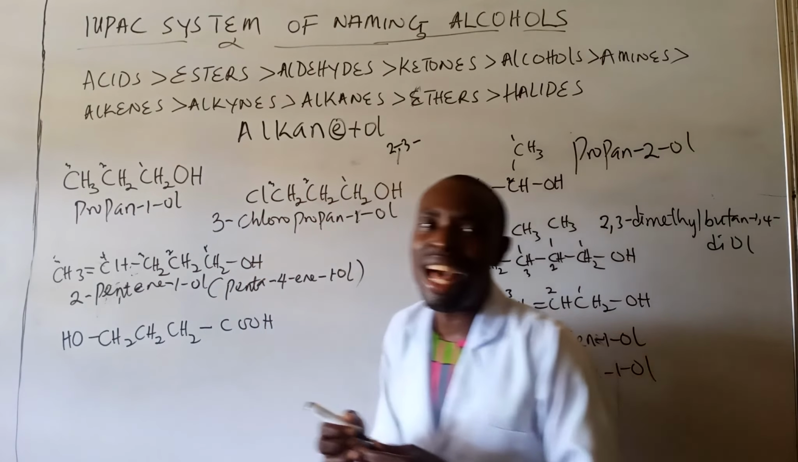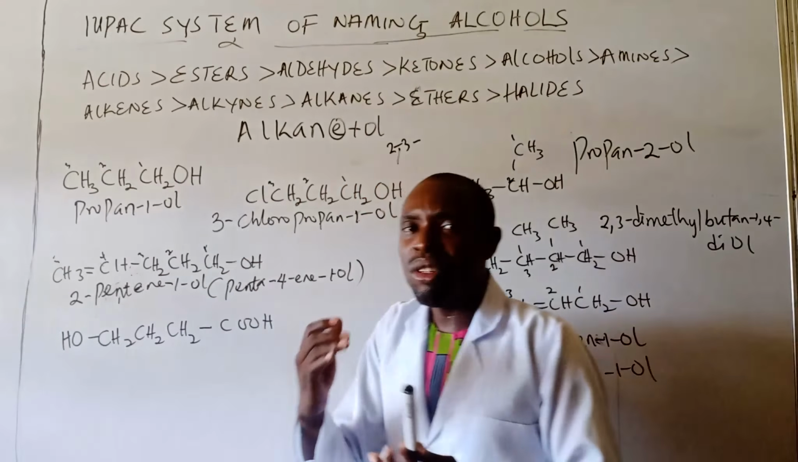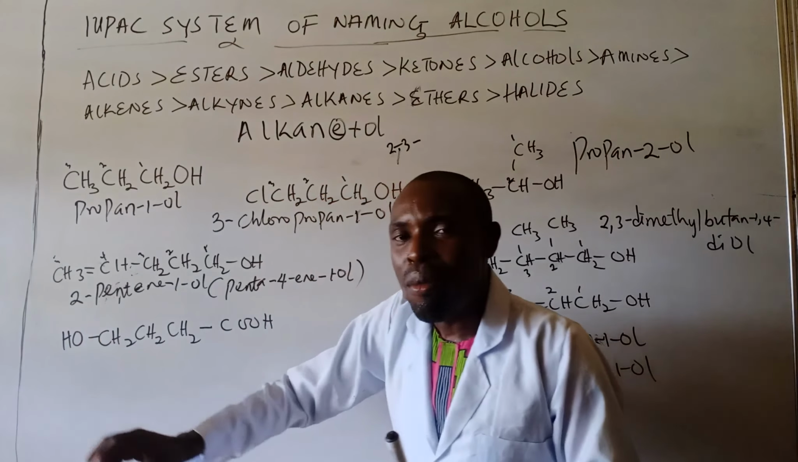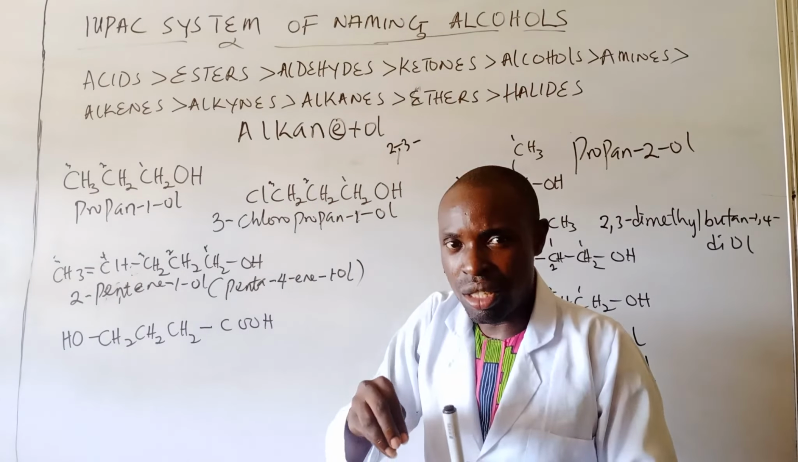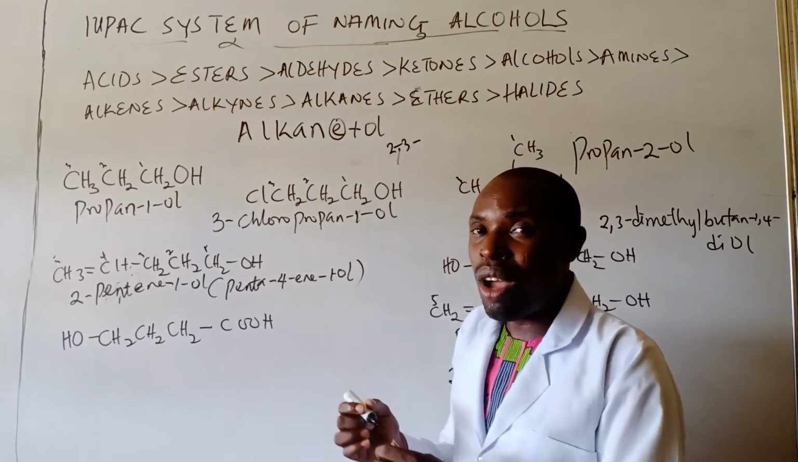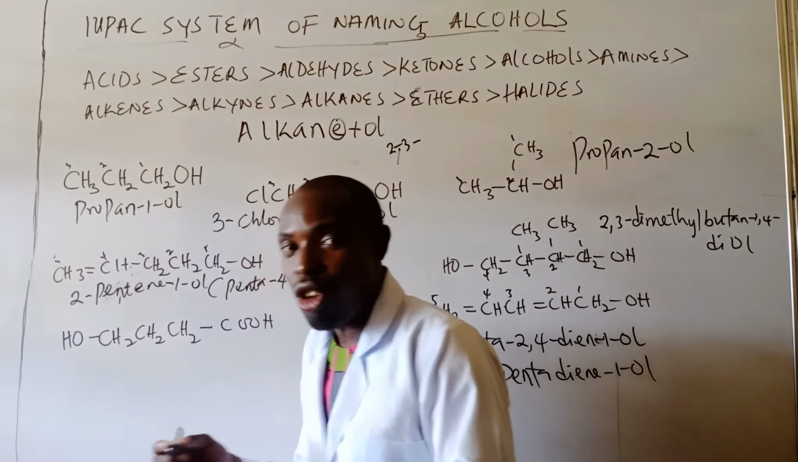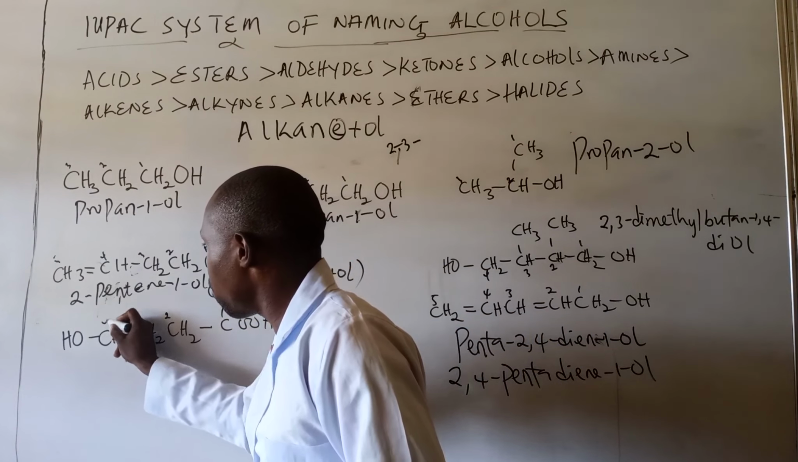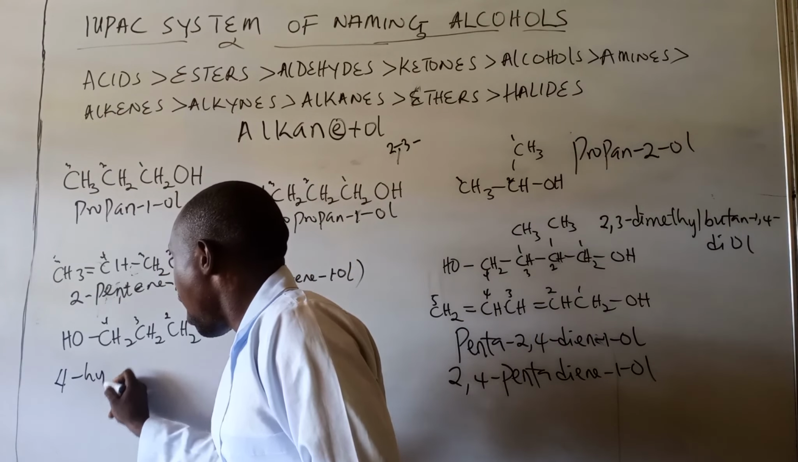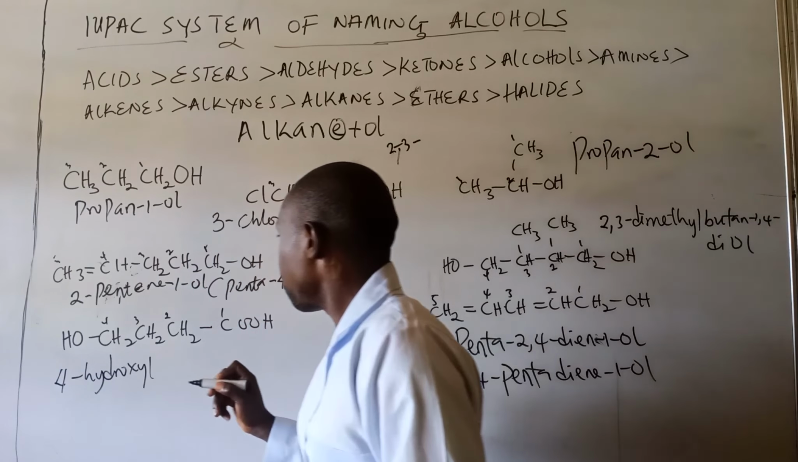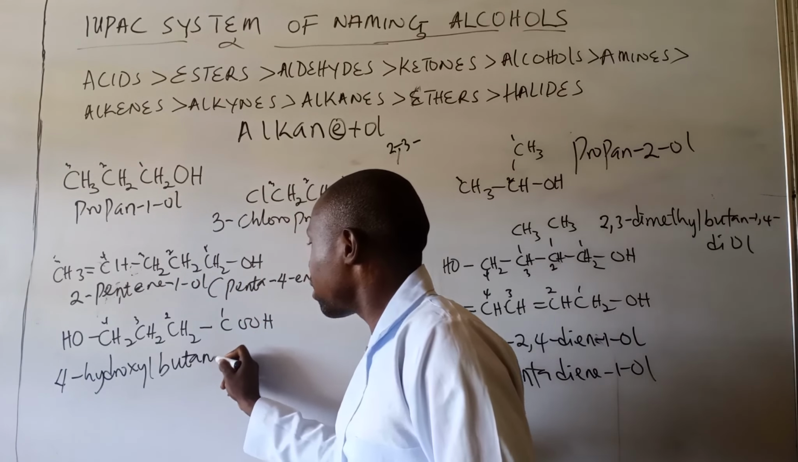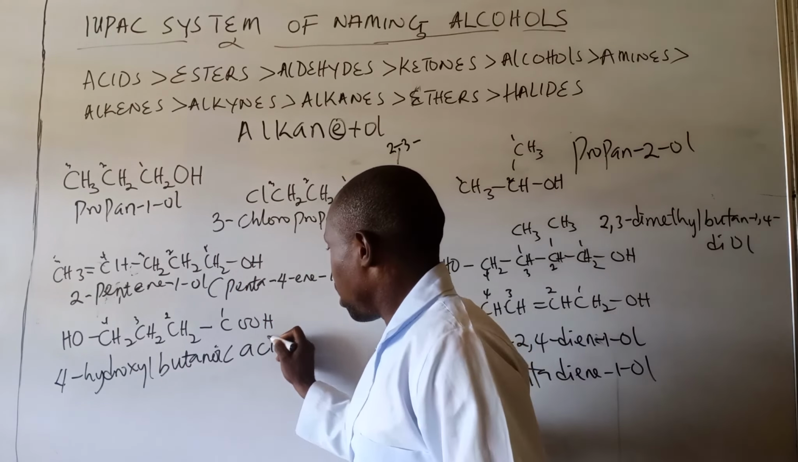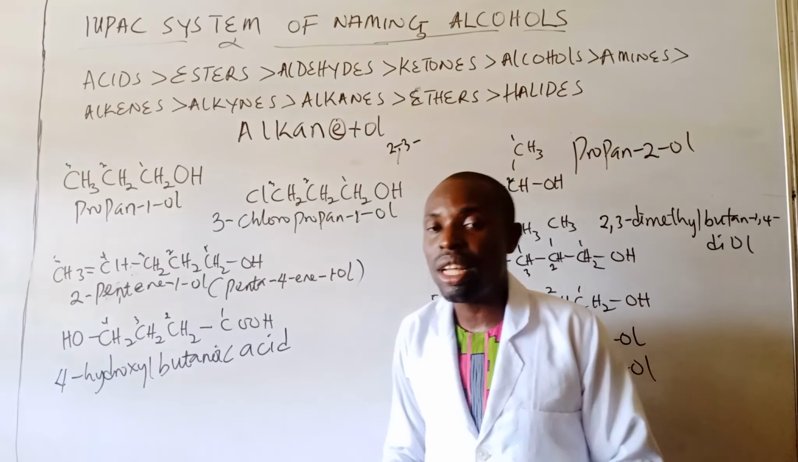Then lastly, remember that in our last rule we said that if you are having a functional group of higher priority compared to the hydroxy group, the hydroxy group is named as hydroxy, and is no longer an alkanol. The number will start from the functional group that is of higher priority. And here is 1, 2, 3, 4. Then it becomes 4-hydroxybutanoic acid.